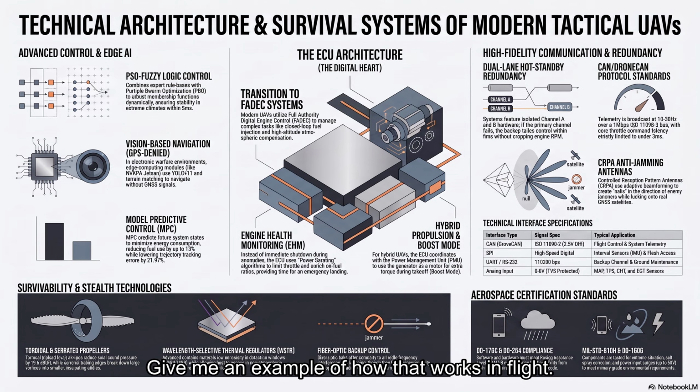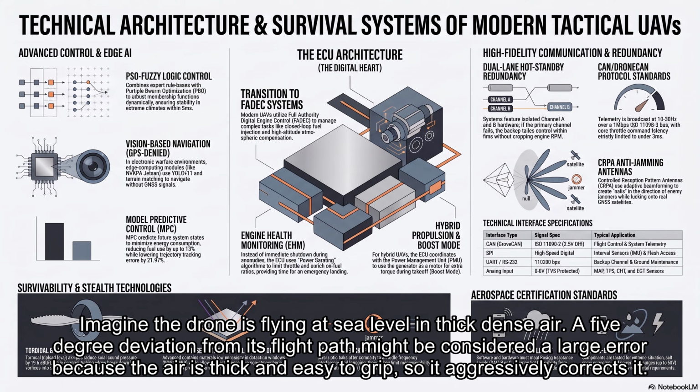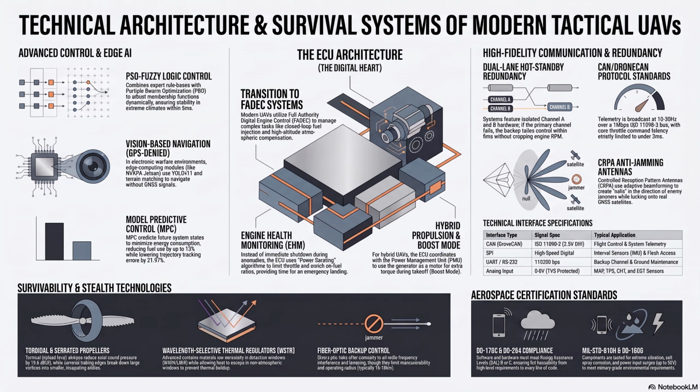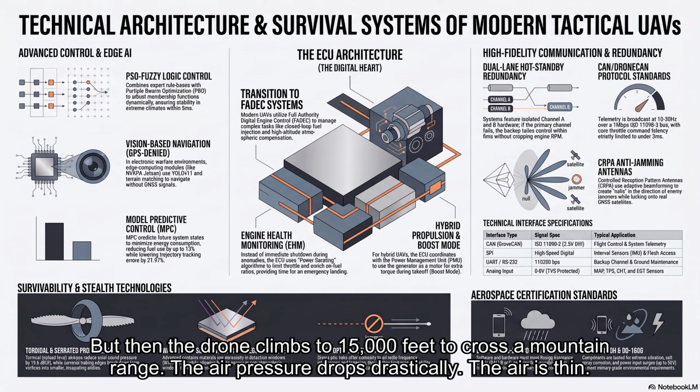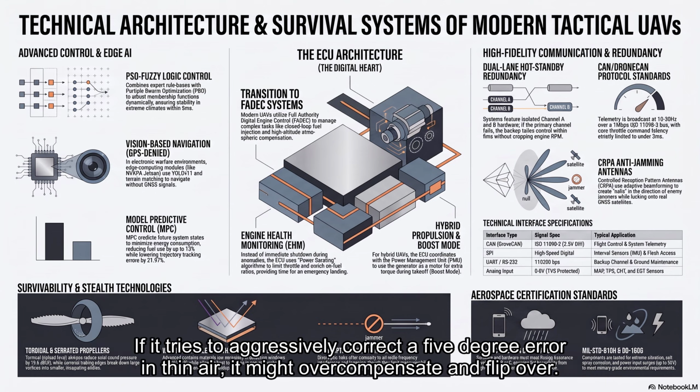Give me an example of how that works in flight. Imagine the drone is flying at sea level in thick, dense air. A 5-degree deviation from its flight path might be considered a large error because the air is thick and easy to grip, so it aggressively corrects it. But then the drone climbs to 15,000 feet to cross a mountain range. The air pressure drops drastically. The air is thin. If it tries to aggressively correct a 5-degree error in thin air, it might overcompensate and flip over.